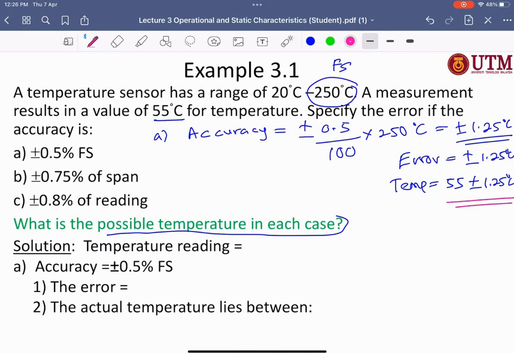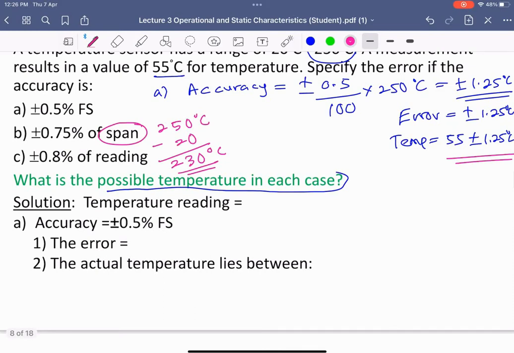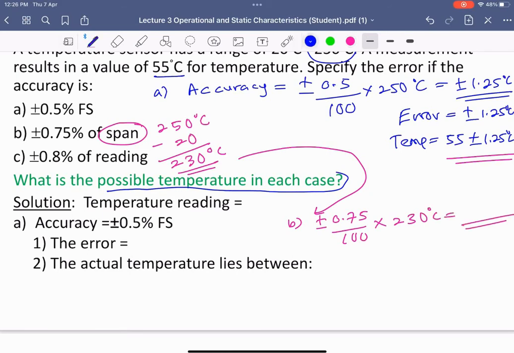And then span, span is simple. 250 degree minus 20, 230 degree. So the accuracy from here, accuracy B, is plus minus 0.75 over 100 times 230 degree. Now you get 1.725 degree. So that means your error is equal to plus minus 1.725 degree. Then the actual temperature will be 55 plus minus 1.725 degree.